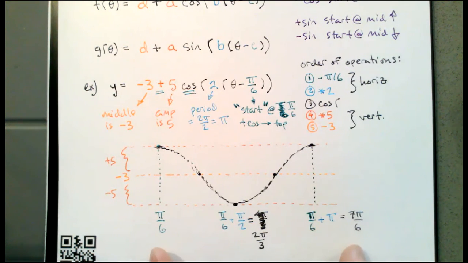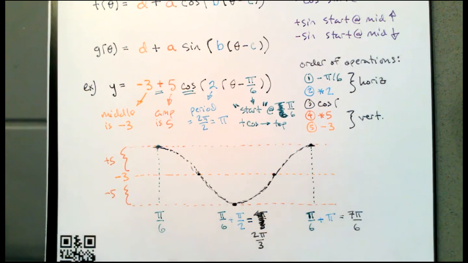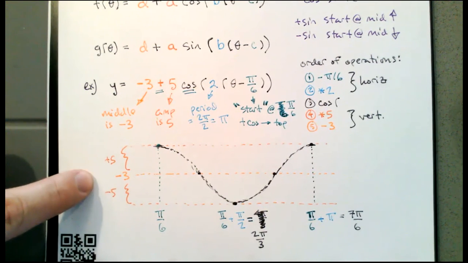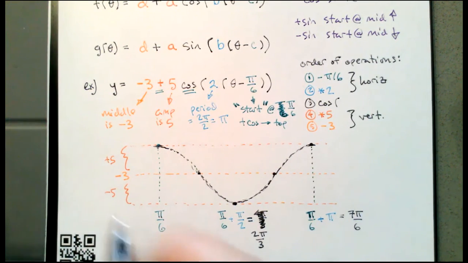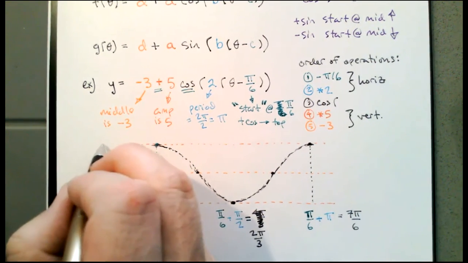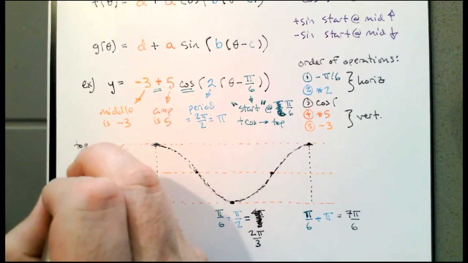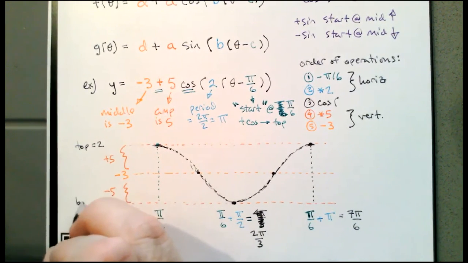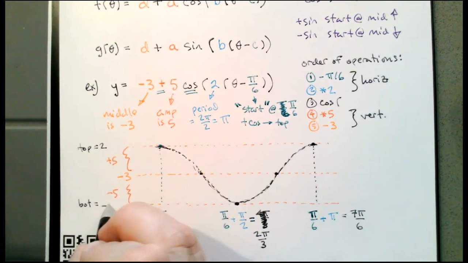And now we figured out we have a period. We'd have to start at pi over 6. One period will end at 7 pi over 6. We calculated we read the middle as being at -3. The amplitude is 5, so -3 plus 5 gets us the top. -3 plus 5 is at +2. And the bottom is at -3 minus 5. So the bottom is at -8.